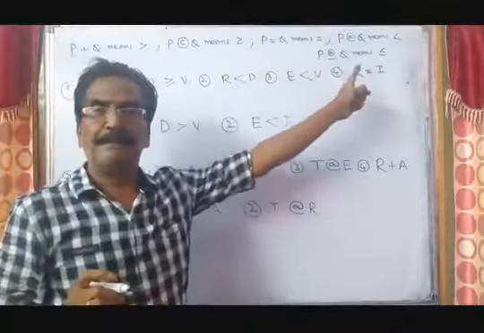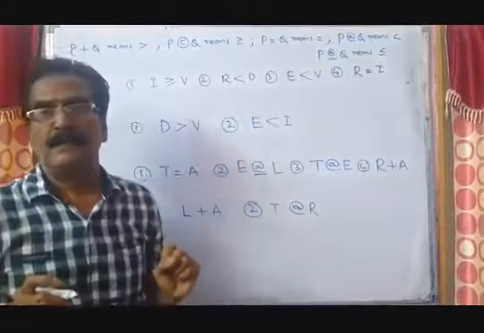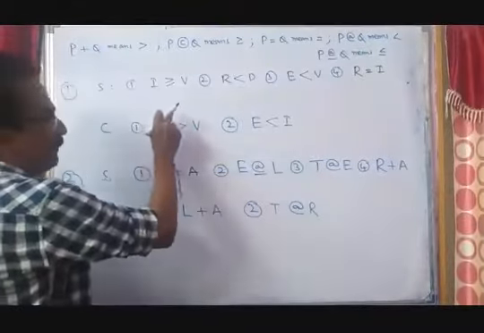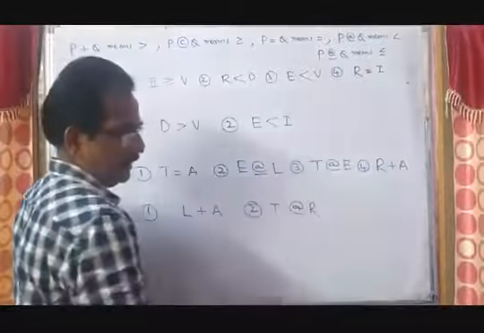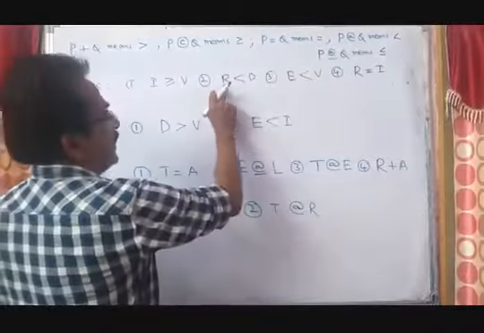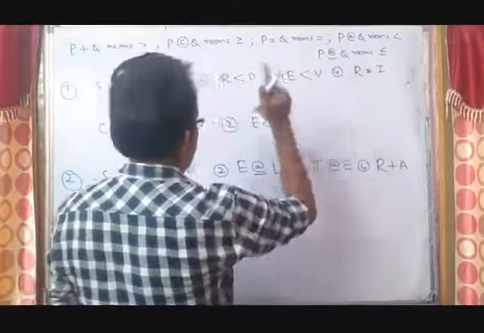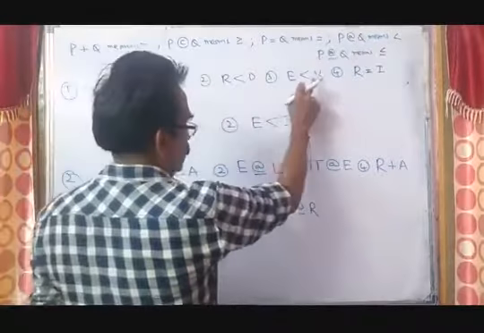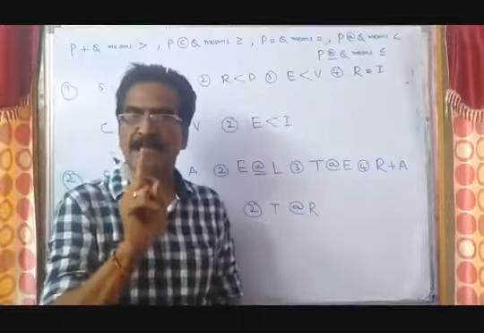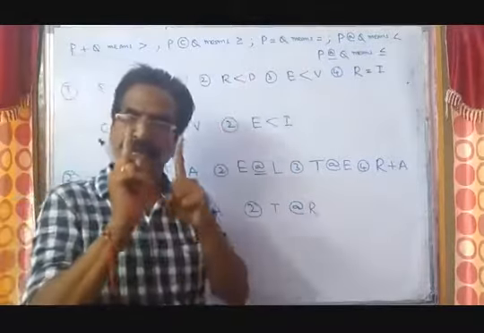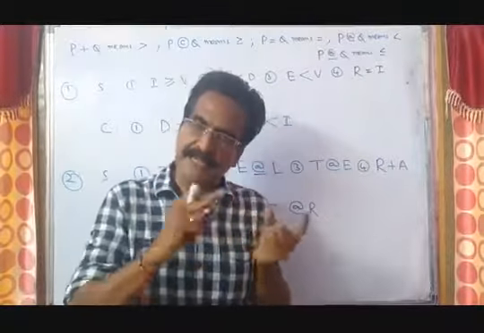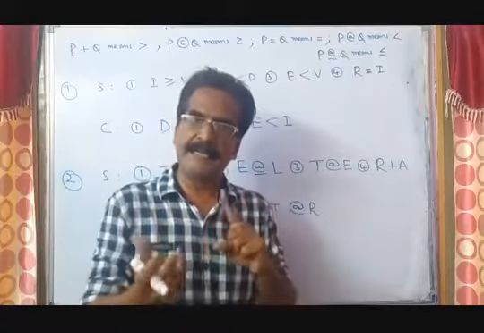Now we have to club these four statements into a single statement. If you notice in these four statements, there are two I's, two R's, and two V's, but only one E and only one D. So we have to begin the statement with either D or E.